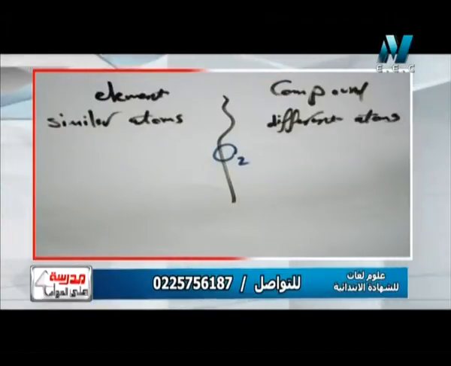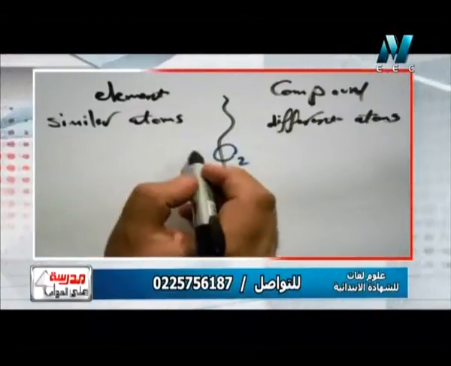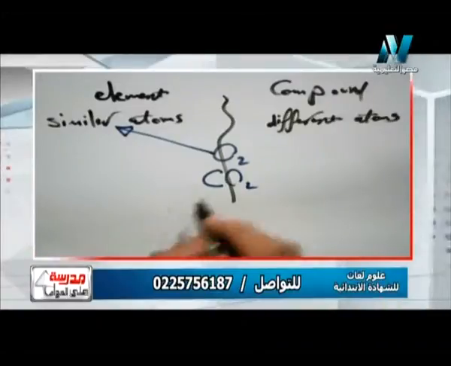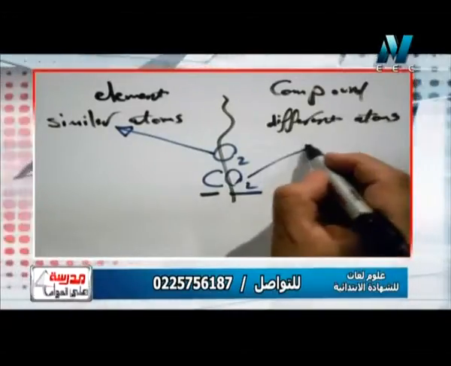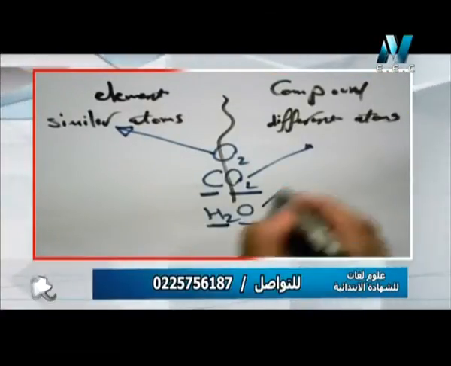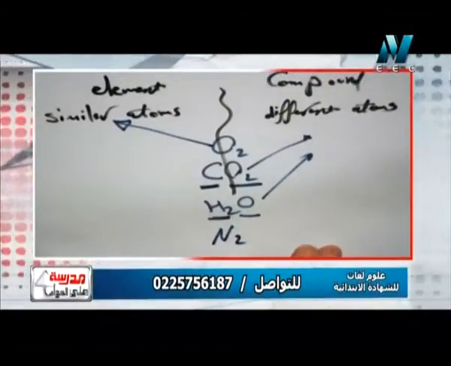Similar atoms means element. It's an element because it consists of two atoms of the same kind. Here the number of atoms doesn't matter to me, but their type does. Okay. So what about carbon dioxide? CO2. One carbon atom and two oxygen atoms. Compound. What about water? H2O. Compound. Two hydrogen and one oxygen. Compound. What about nitrogen? The gas today. Our gas today. It will be an element.